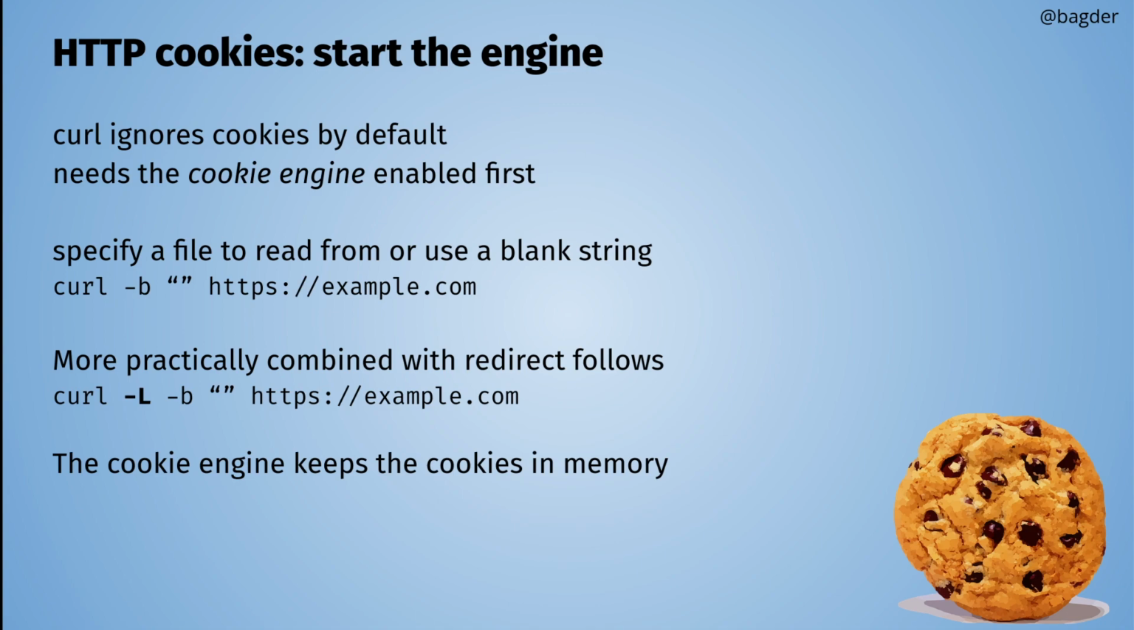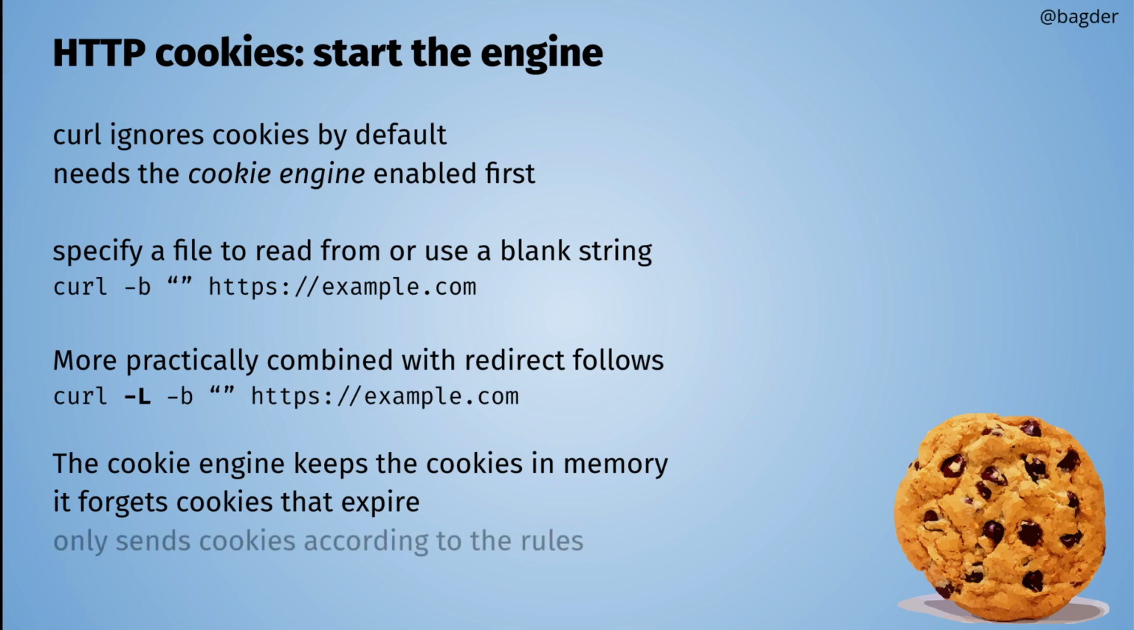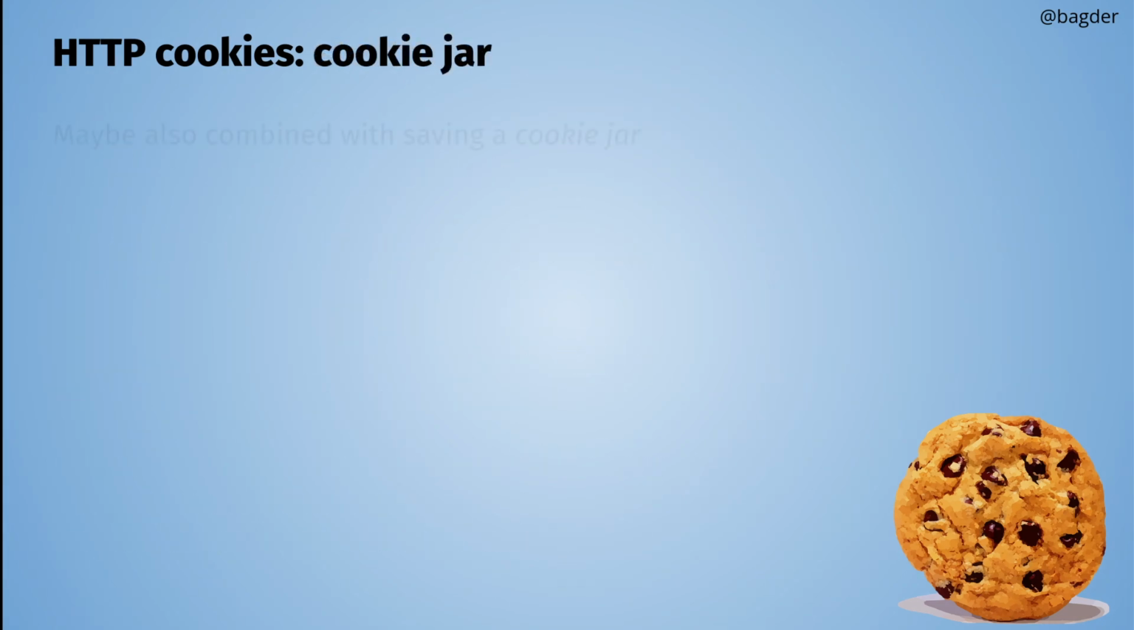The cookie engine then keeps those cookies in memory, and it forgets cookies automatically when they expire, if any expire. They set a time, right? So if the process is slow and there's a short expiration time, they will expire while curl handles them. So it follows the rules, it abides by the rules, it does what it should do for cookies. And of course, it only sends them back according to the rules, because that's how cookies work. They're defined.